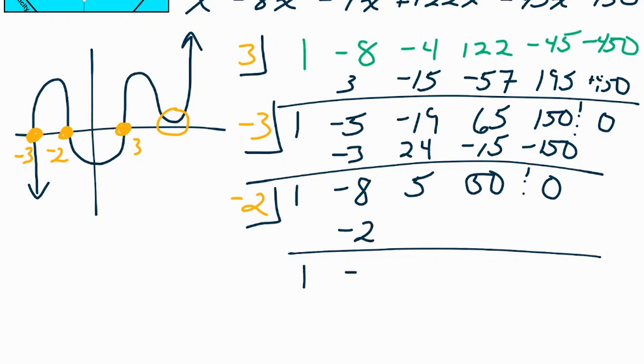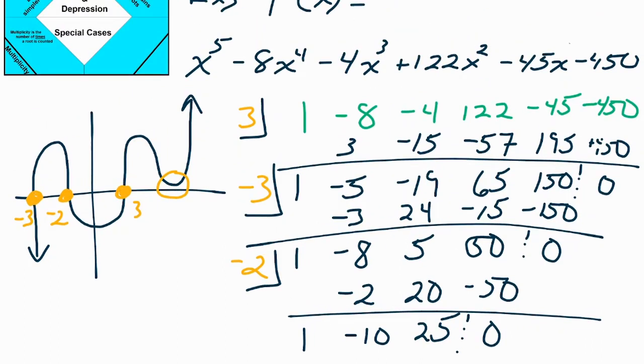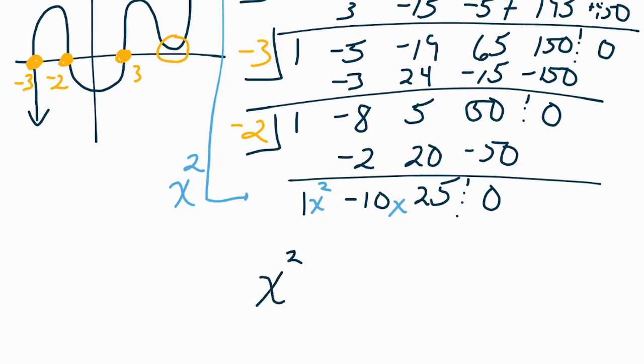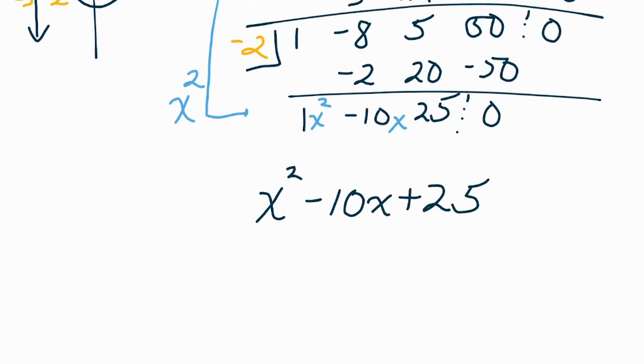Bring down the 1, multiply, add, and shoo, I get a remainder of 0. Thank goodness, because I don't know what else I was going to divide by. Now keep in mind that I started with a degree 5, but I divided 3 times. So if I divided 3 times, I'm now down to x squared. That is technically 1x squared, -10x and 25. I'm going to write that more separately, but I'm down to a depressed polynomial of degree 2.